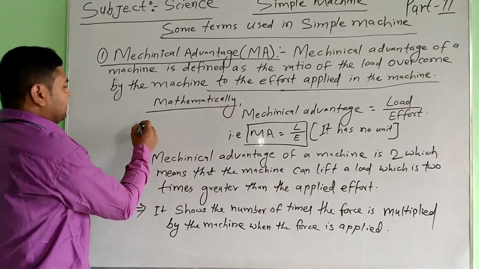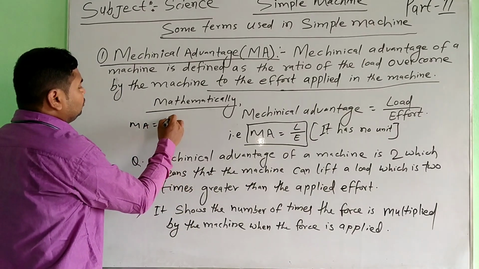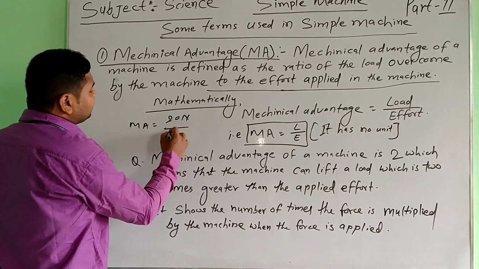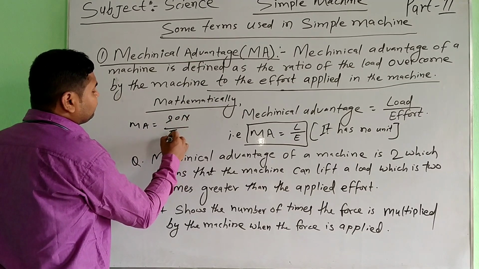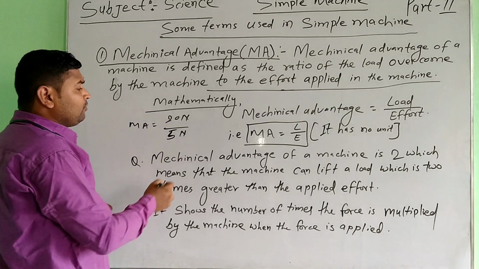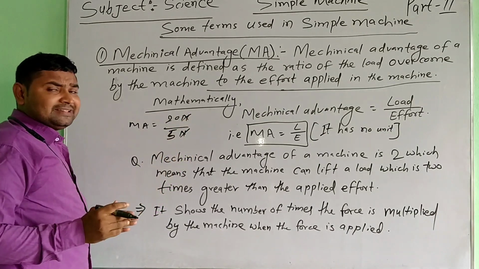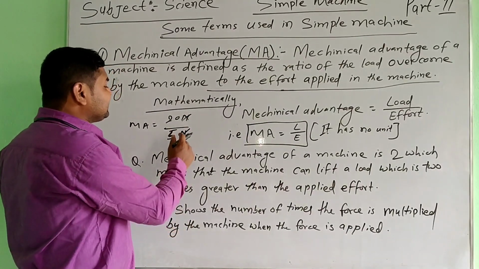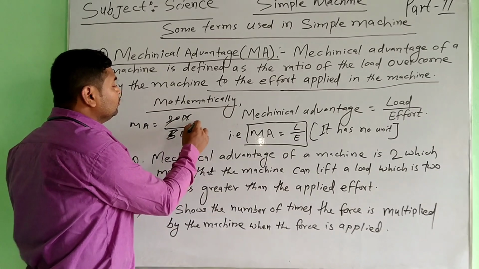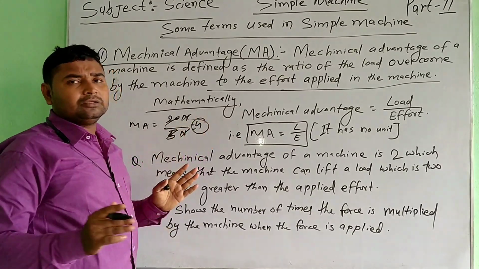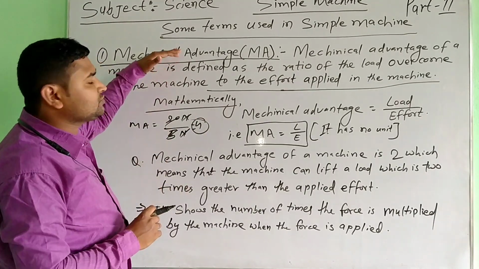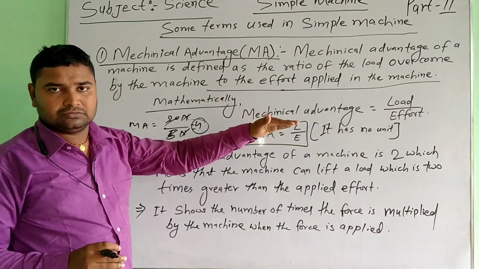Suppose, for example, the load is 2 Newton and the effort is 5 Newton. Then Newton cancels Newton, so it has no unit. MA has no unit.